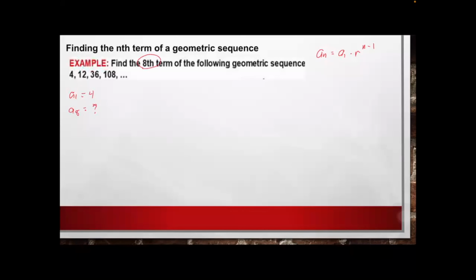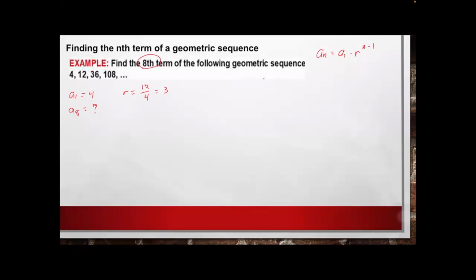That is missing. Then after that, we have to find the r. To find the r, we have to divide 12 divided by 4. The answer will be 3. So, r is equal to 3, because 12 divided by 4, the answer is 3.